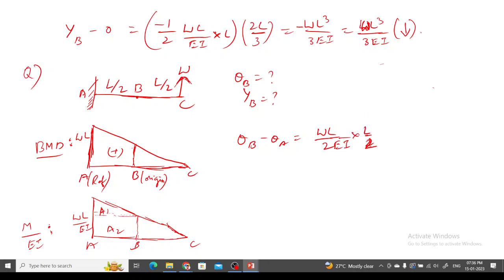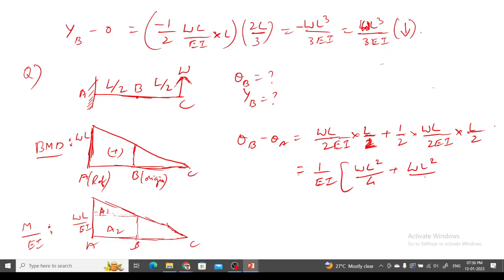If I make any mistake in calculation, you just tell me. What is the value of A1? The upper triangle will be 1 by 2 into the height, WL by 2 EI, into the length, L by 2. Is it correct, what I have written? Of WL by 2 EI into L by 2, in the positive direction. So 1 by EI I can take outside, and when I write it, it will be WL square by 4 plus WL square by 8.